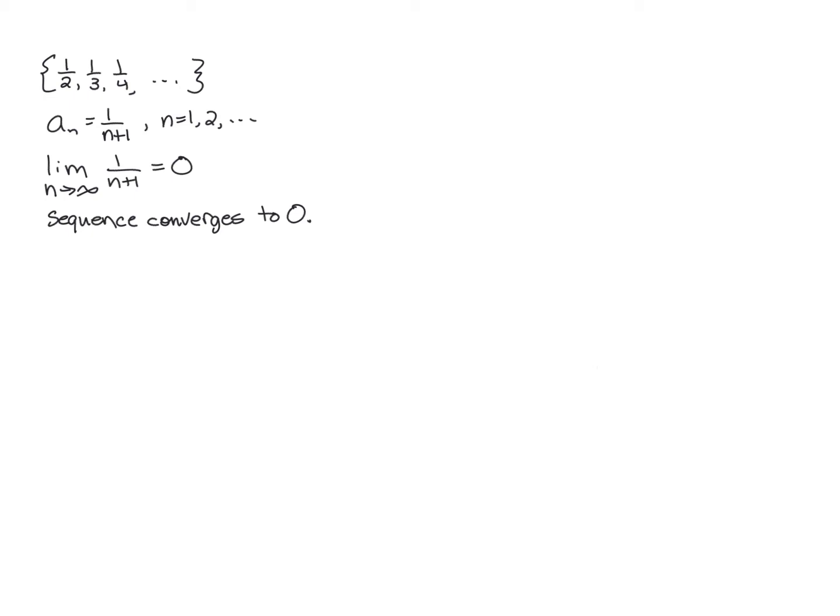You see in this last example that you can write your a sub n as a function of n. It's just that n isn't a continuous variable. It's a positive integer. So that's why we can take limits of them.